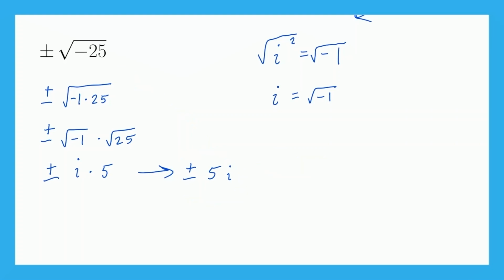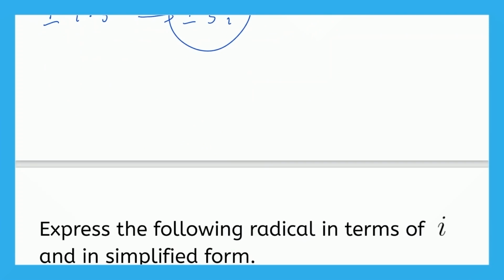So when we see a square root of a negative number, like in this example, the first step is going to be to pull out the i. Then we can just find the square root of the positive version. So let's do another example now, a little bit more complicated this time.